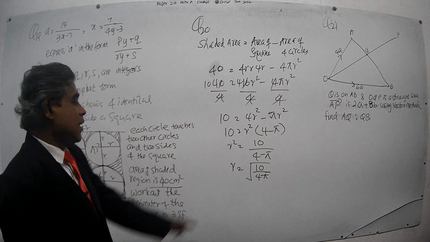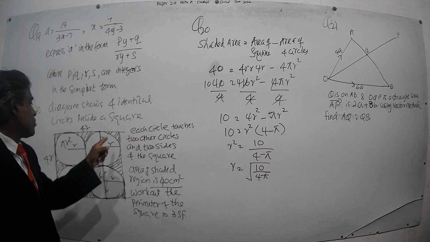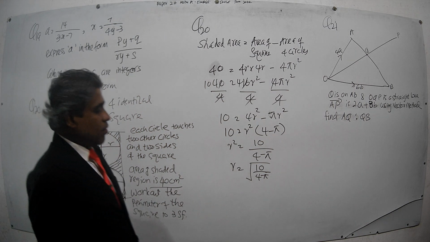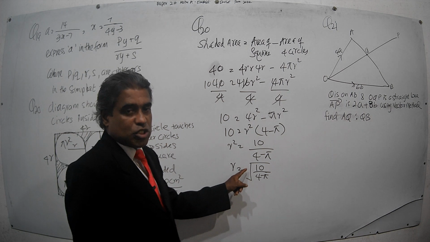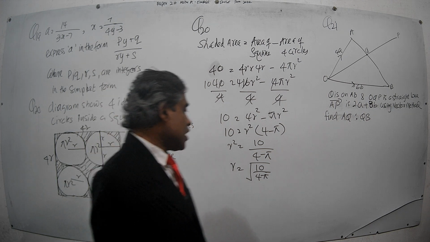As r is a radius, it's a length, and a length cannot be negative. Therefore, I didn't take the negative value here. We got only the positive. I took only the positive value of the square root, right?